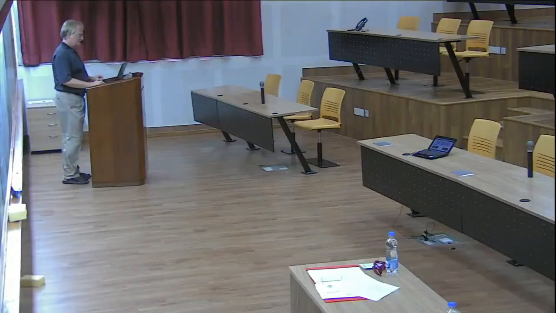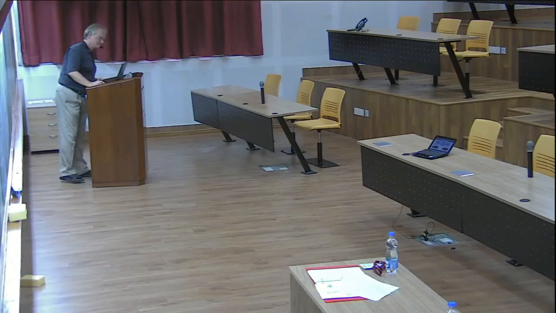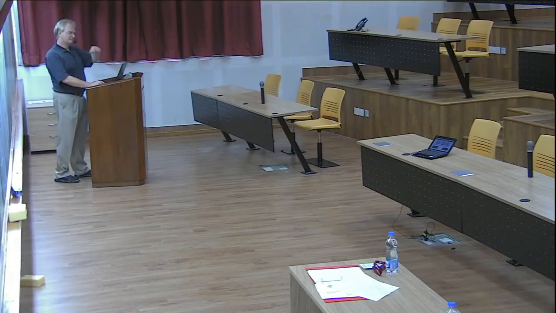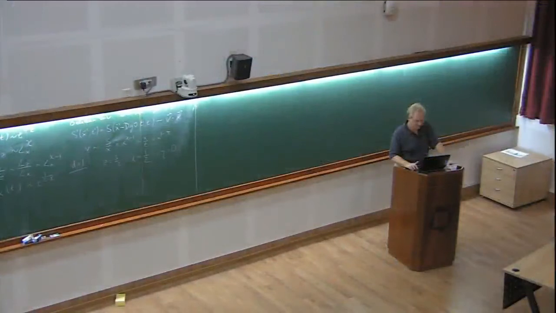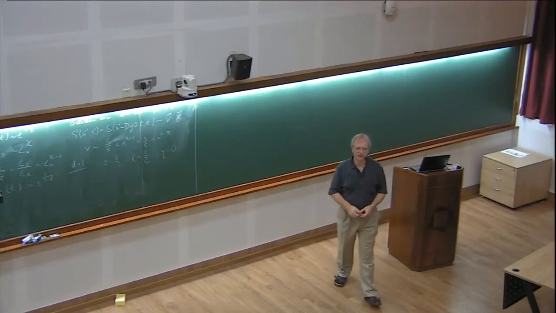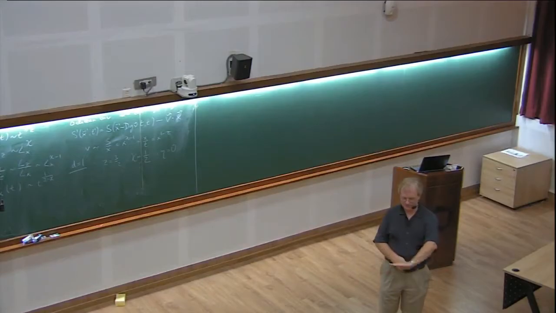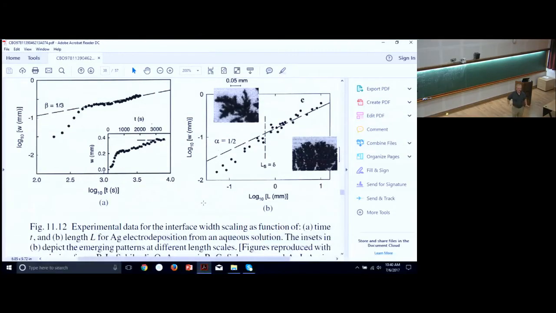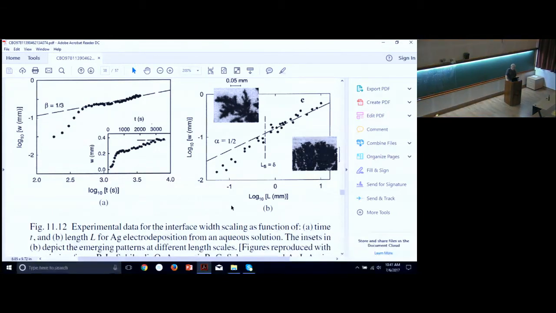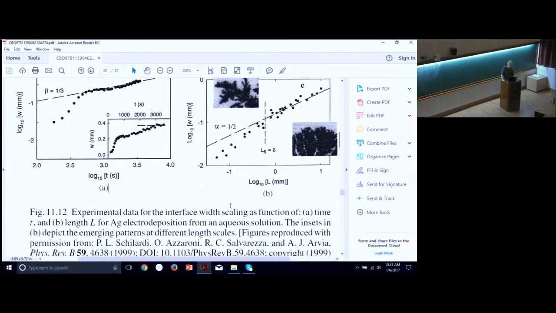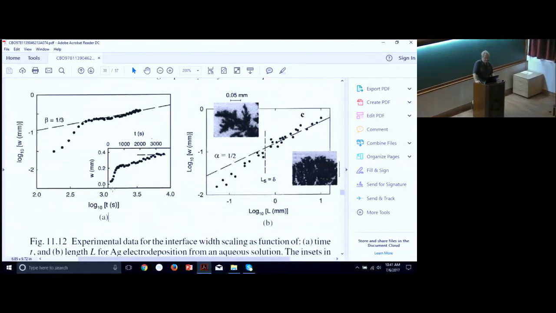This isn't just true in theory land. There are very nice experiments, actually quite a host of them, that give you that scaling. Let me show you one example. So, one-dimensional interfaces: you can force things to grow on a substrate, just on a planar surface along one direction. What I'm showing you is data for silver electrodeposition from an aqueous solution, as a function of length and as a function of time scales.